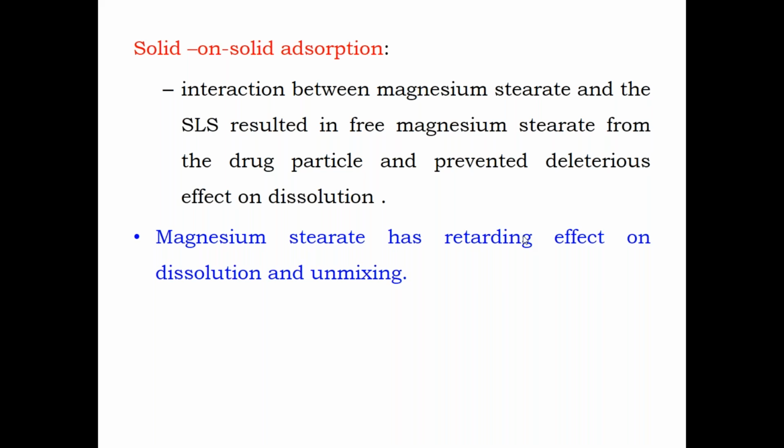The last one, solid on solid adsorption. I think this slide was supposed to be there earlier; I don't know how it has come here. Solid on solid adsorption process means interaction can happen. This is an example of a physical interaction, actually not a chemical interaction.